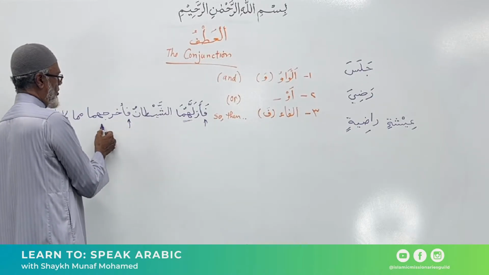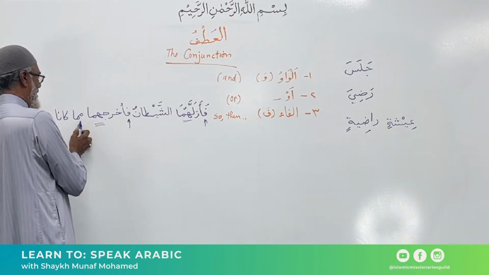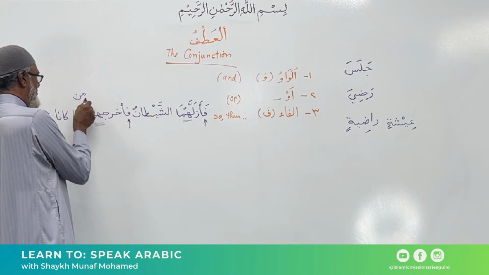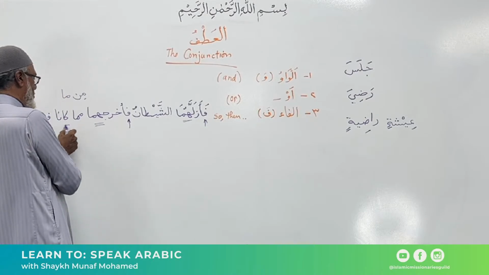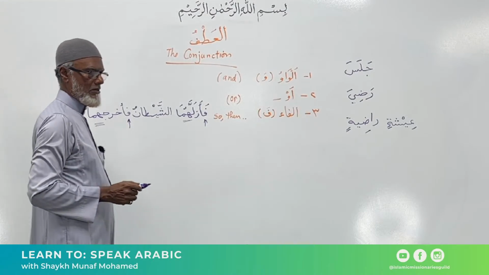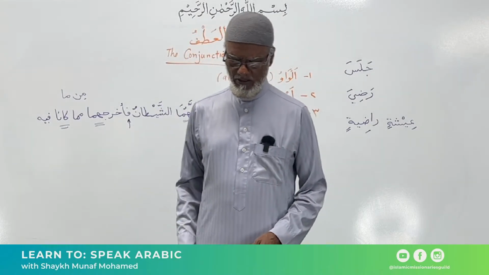فأخرجهما. And he caused the two of them to come out. Min, from, and ma. Mimma kana. The two of them were in. Alright? So we have the fa there, Surah 2, Ayah 36.